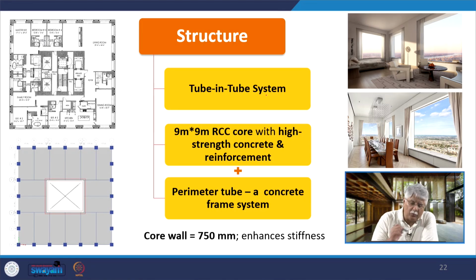So, this tube in tube system has a 9 meter by 9 meter RCC core with high strength concrete and reinforcement, and the perimeter tube normally would be a steel moment frame in a tube in tube structure, but in this case it turns out to be a concrete frame system. Now, the core wall is 75 centimeters thick to enhance the stiffness of the building.